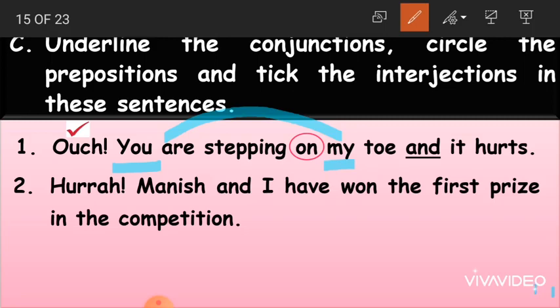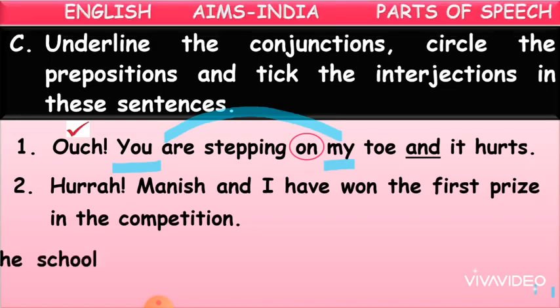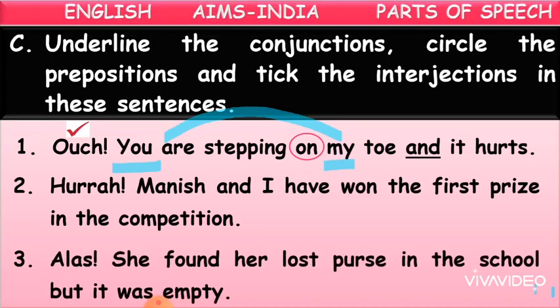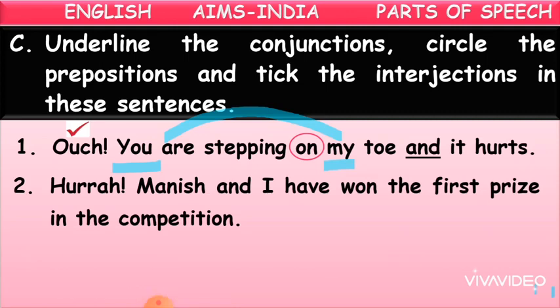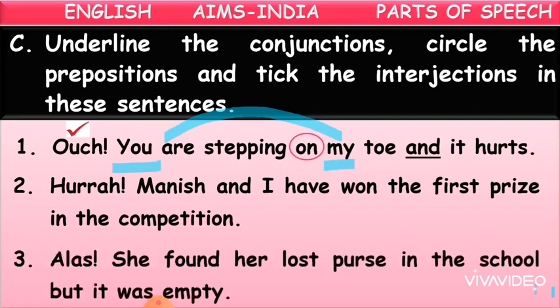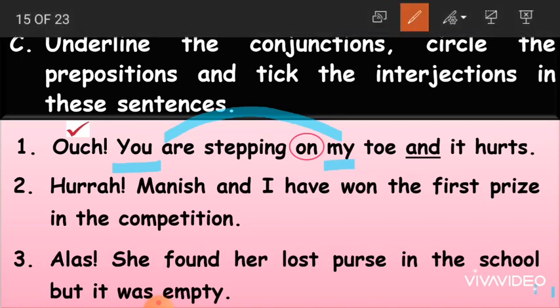Hooray! Manish and I have won the first prize in the competition. When you say this hooray, when you are very happy, when you have achieved something, when you have done something, we'll use this word hooray. Okay? Then this hooray becomes our what? Interjection. And what we have to do? We have to tick the interjection. Yes. Hooray. Manish and I.